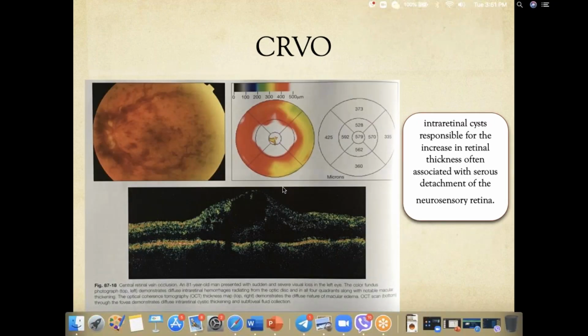CRVO, look at this. The whole retina is destroyed. In CRVO, it is very, very unlikely that the visual acuity will return to normal.